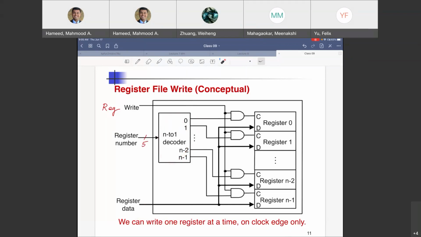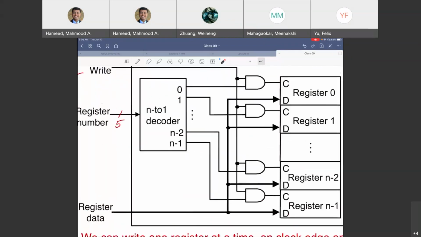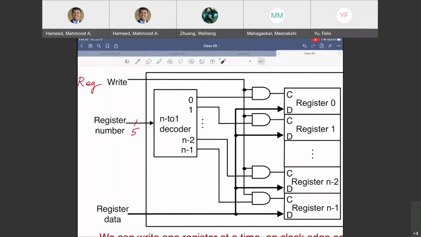That is actually going into an AND gate, right? All of them are getting register write. All of them are getting individual outputs out of that 5-bit decoding output. So tell me what is going to happen. In order for the output of one of these AND gates to be a 1, what needs to happen?